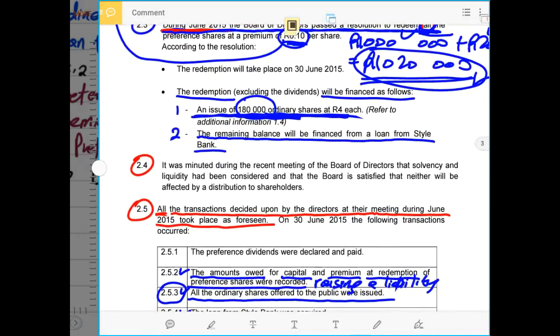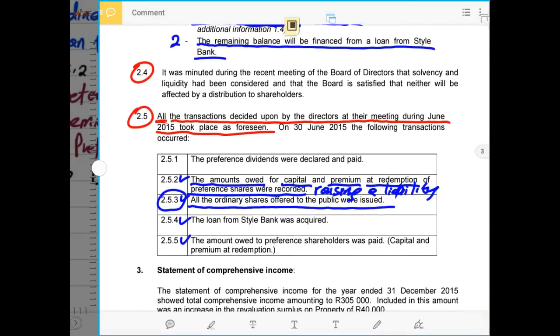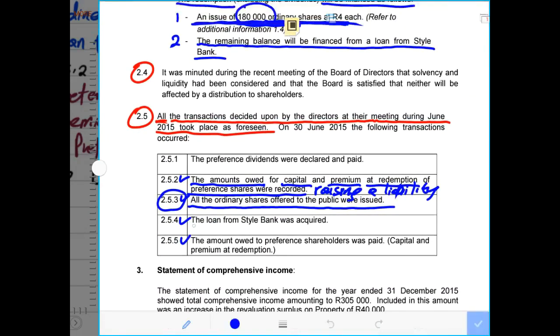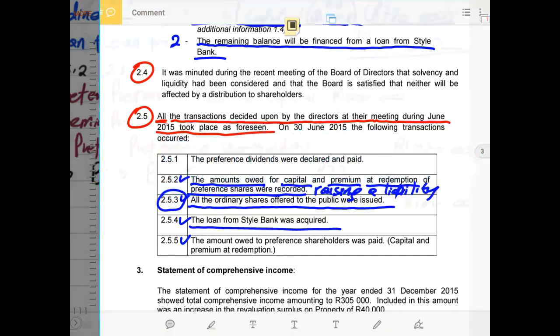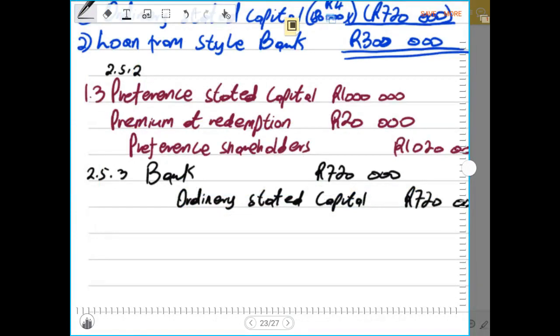Then the next part is 2.5.4. They say the loan from Style Bank was acquired. So now we must record the entry for the loan. And we know that if you acquire a loan, then obviously your bank account will increase. So now this is 2.5.4.